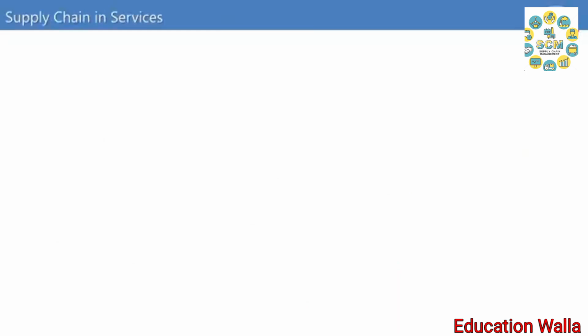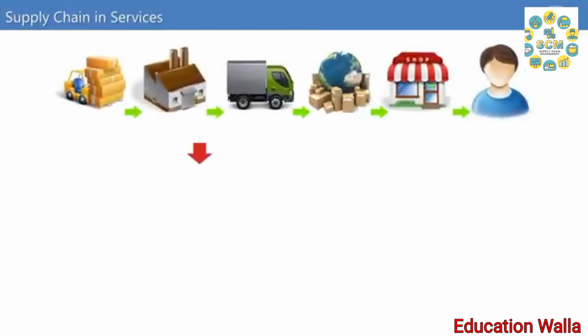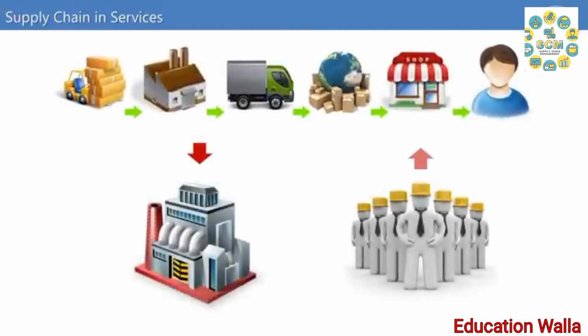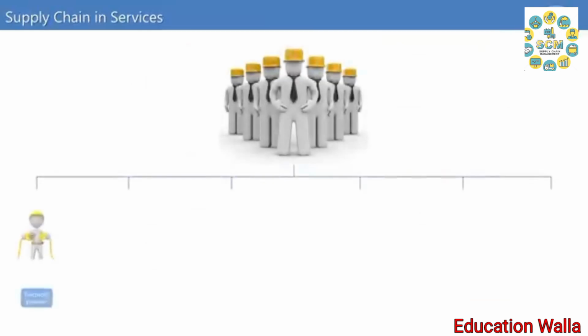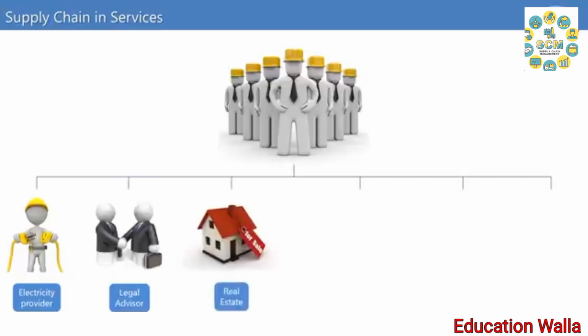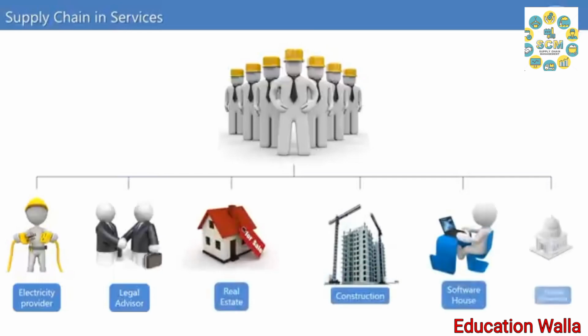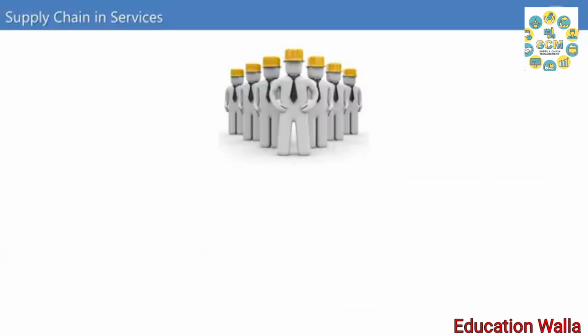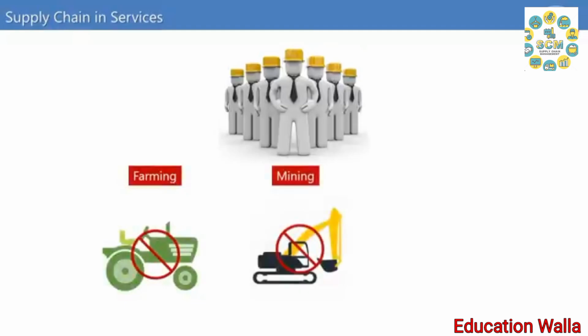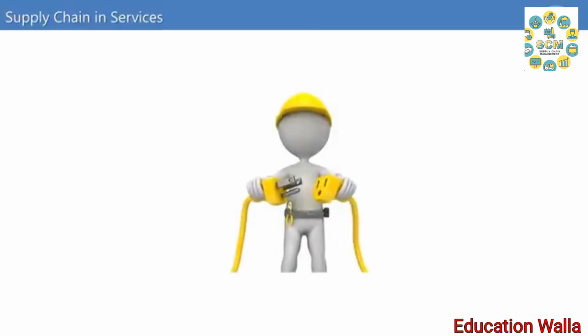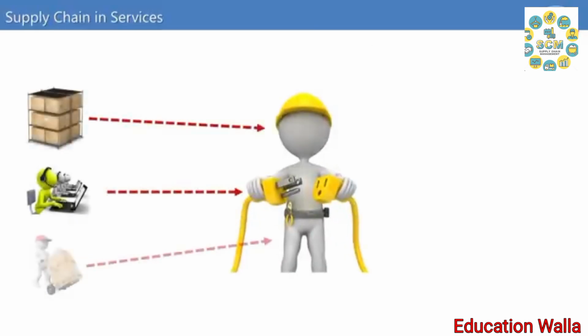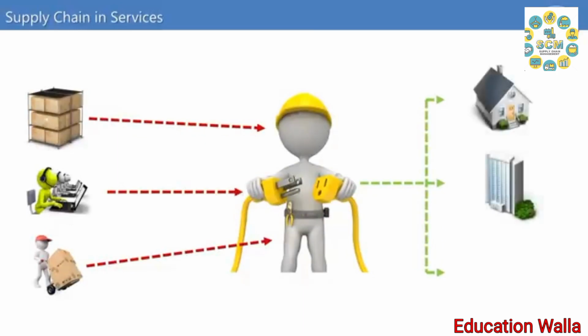Supply chain in services. Initially, the supply chain model was developed for manufacturing, but the service industry has supply chains too. A few examples of service industries are electricity provider, legal advisor, real estate, construction, software house, and even federal government. In its broadest sense, service industries include all organizations except farming, mining, and manufacturing. The below exhibit illustrates the supply chain of an electric utility. It receives products, services, and supplies, and dispenses its services to home customers, commercial customers, and to other utilities.